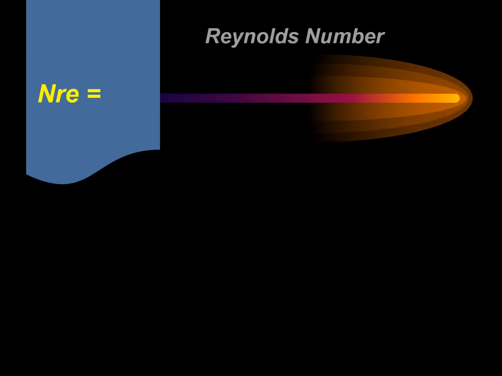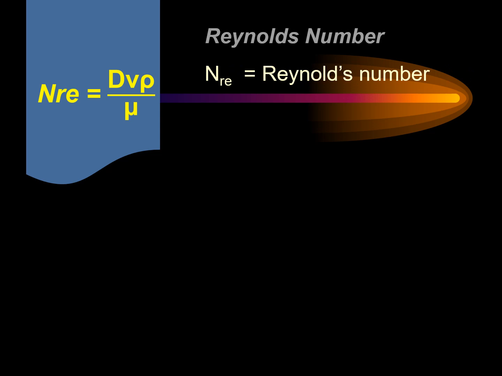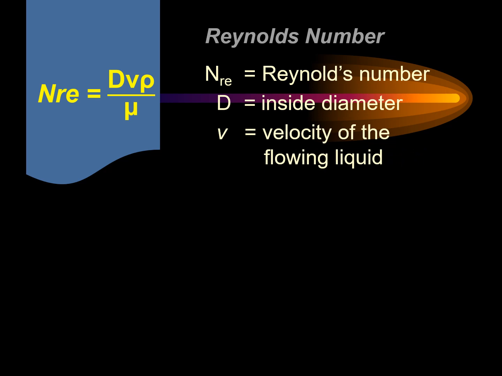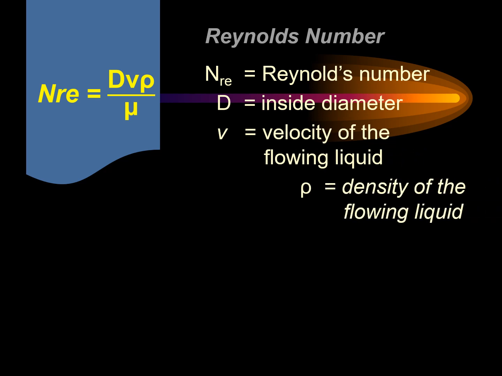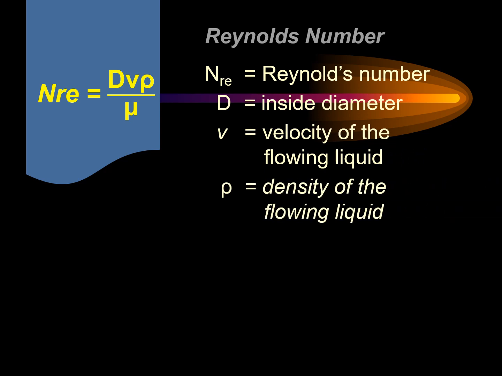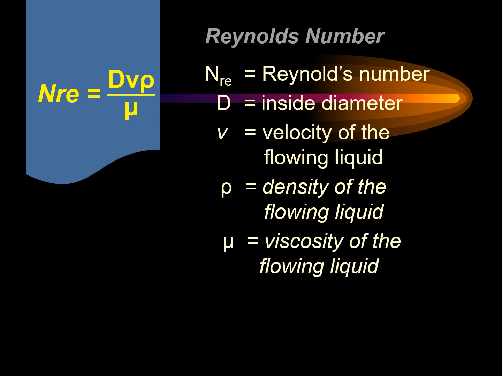Reynolds number represents the ratio of inertial forces to viscous forces. Thus, the equation is N_Re equals D V rho over mu, where N_Re is the Reynolds number, D equals the inside diameter, V equals the velocity of the flowing liquid, rho equals the density of the flowing liquid, and mu is the viscosity of the flowing liquid.